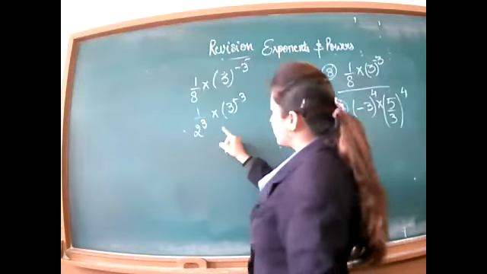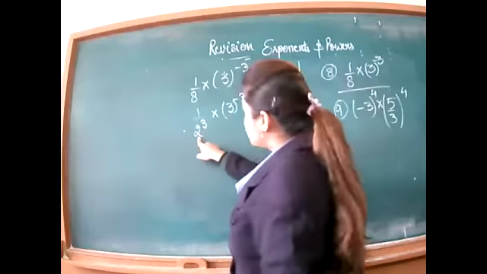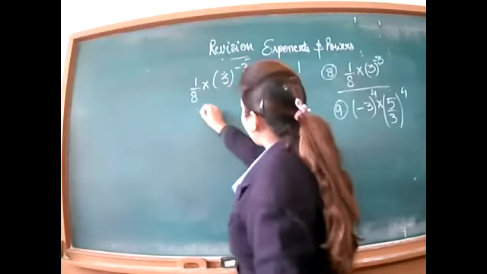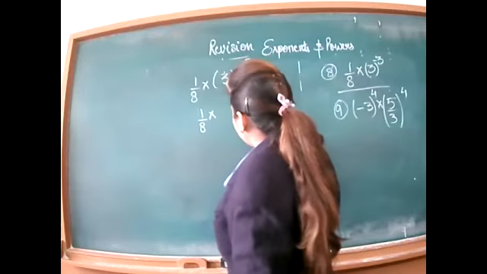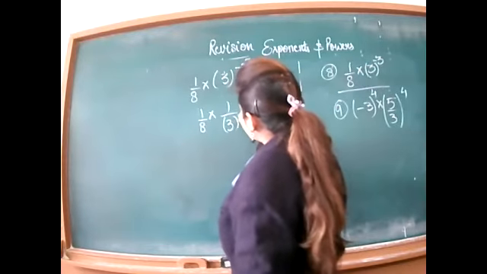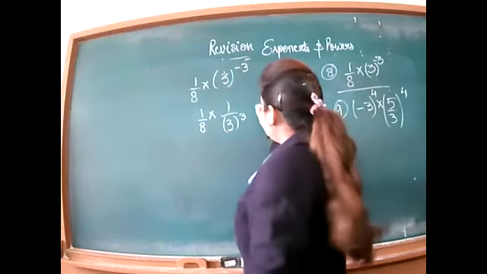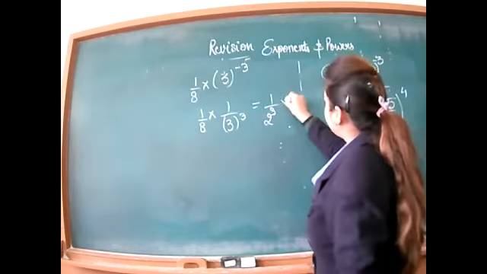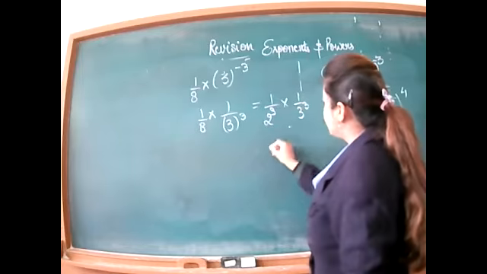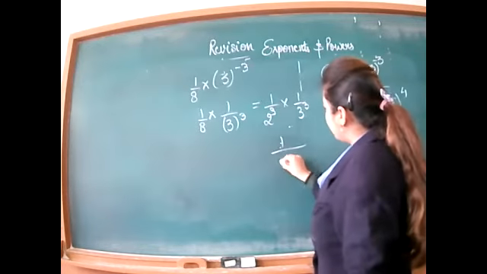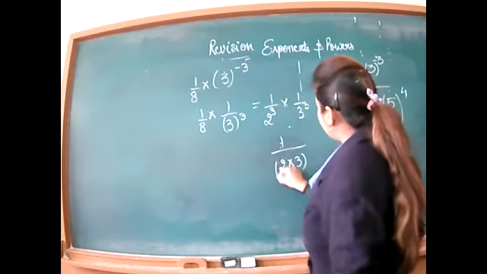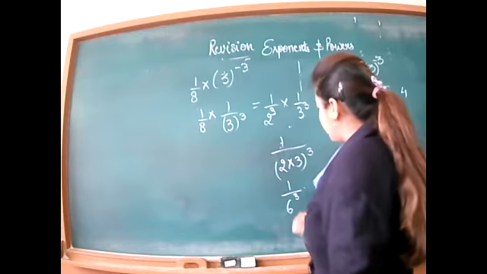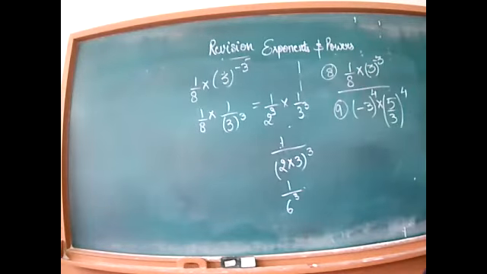Now you can do one thing, you can leave this here. Better, write 1 by 8 the same way, write it as 1 by 3 raised to power 3. Okay, write this as 2 raised to power 3 into 1 by 3 raised to power 3. Bases are different but the power is the same, so you will apply the fourth law, and it will become 1 by 6 raised to power 3. This is the answer.